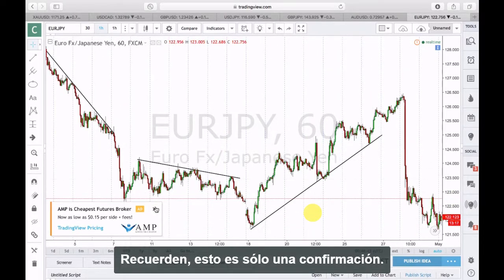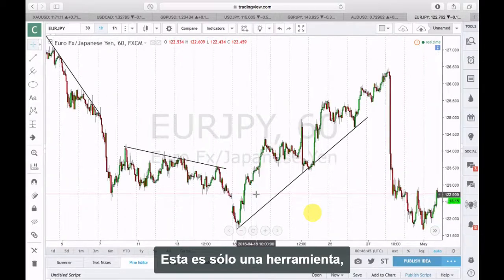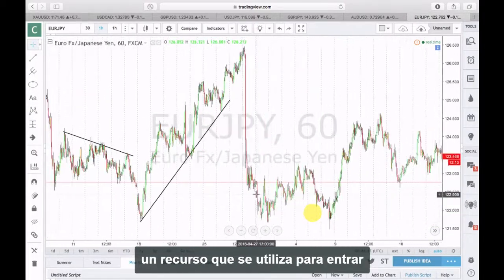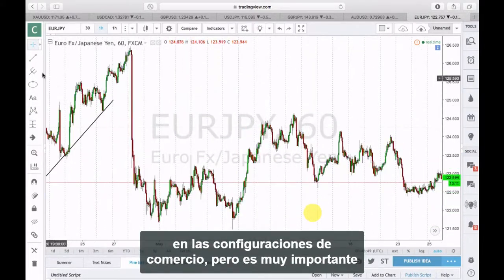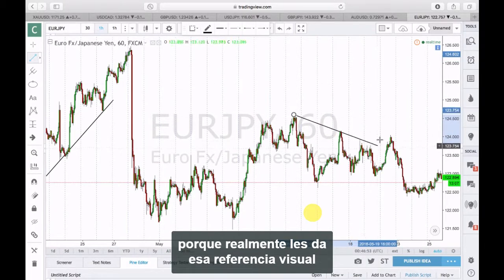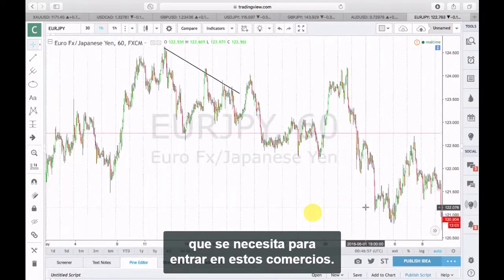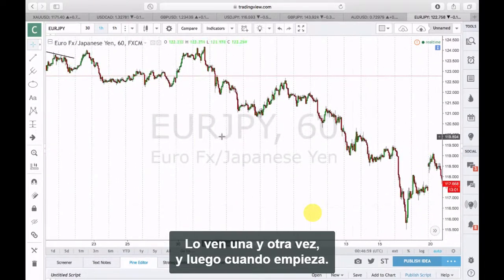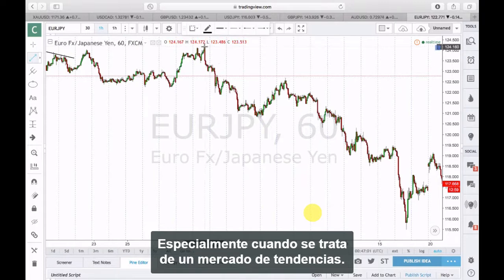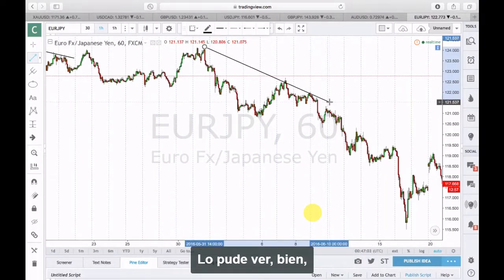Remember, this is only one confirmation. This is only one tool, one resource that's used to enter trade setups, but it's very important because it really gives you that visual reference that's needed to enter these trades. You can watch it time and time again when it starts, especially when it's a trending market. And I can see it. Okay, I see it here.